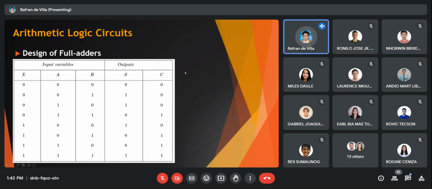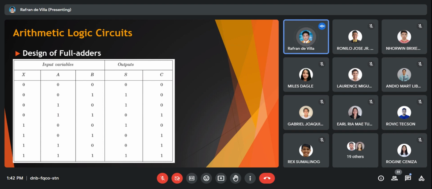Of course, S and C are the sum and the carry. But X, what is X? If we look here guys, X is also added, right? Here in our truth table, it is part of the numbers being added. But why is X added? What does that represent? And how does a full adder differ from that of a half adder?